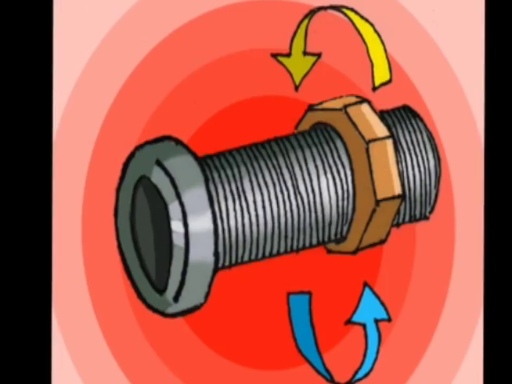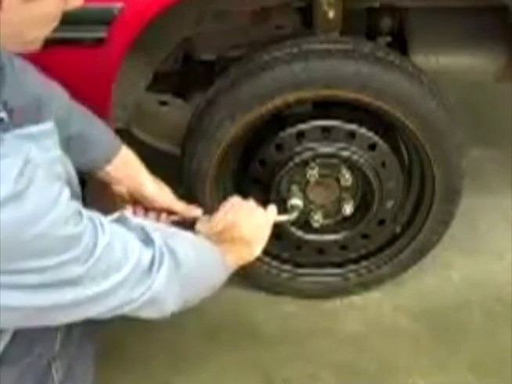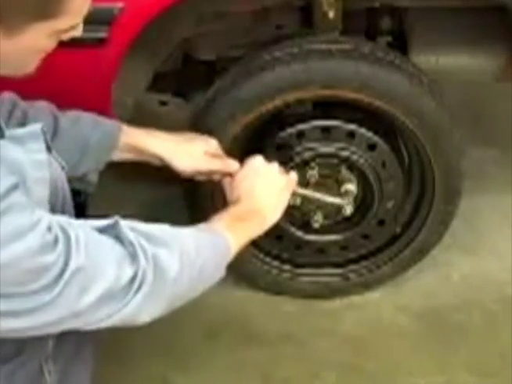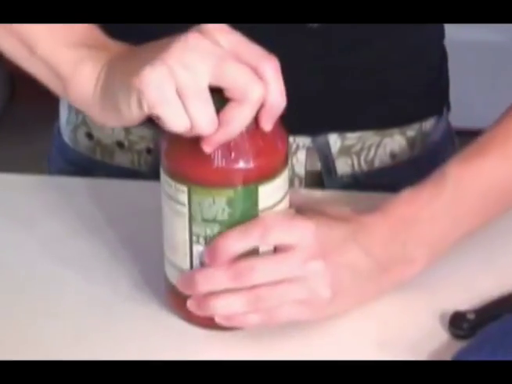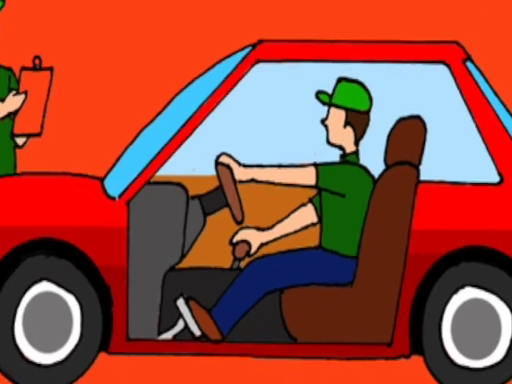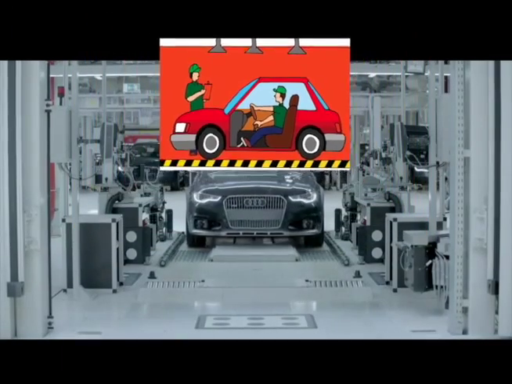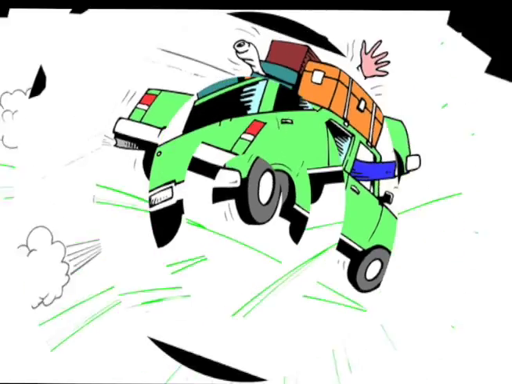Nuts and bolts are twisted or torqued to hold parts together. Also, nuts and bolts are great for removable parts like wheels. We feel torque when we twist open a jar. Next, the car is tested to make sure all the systems work properly. Now the car is ready for us to drive.